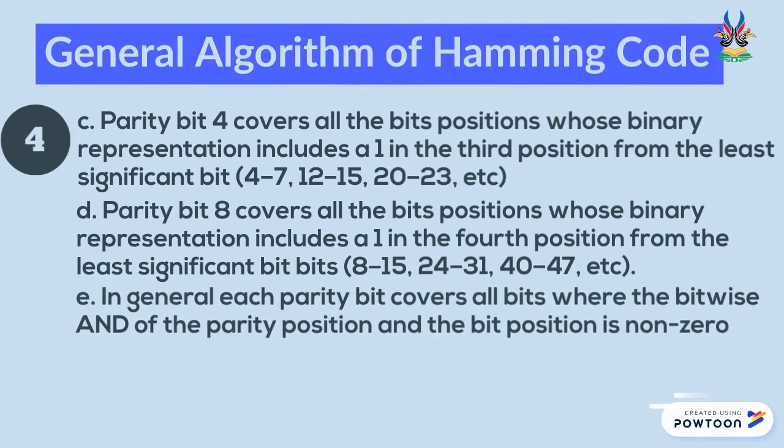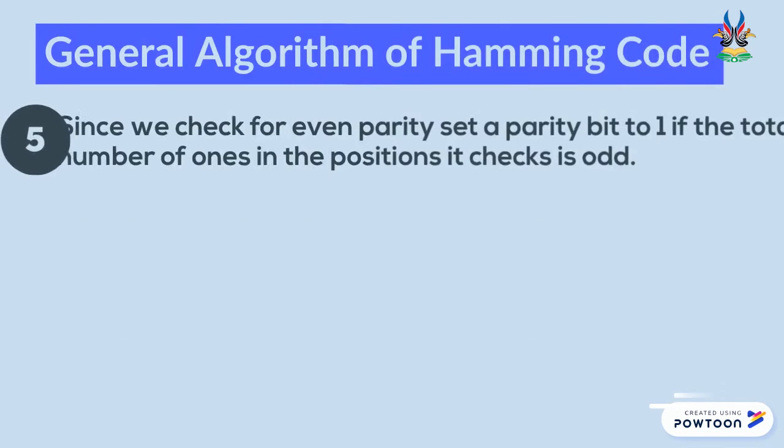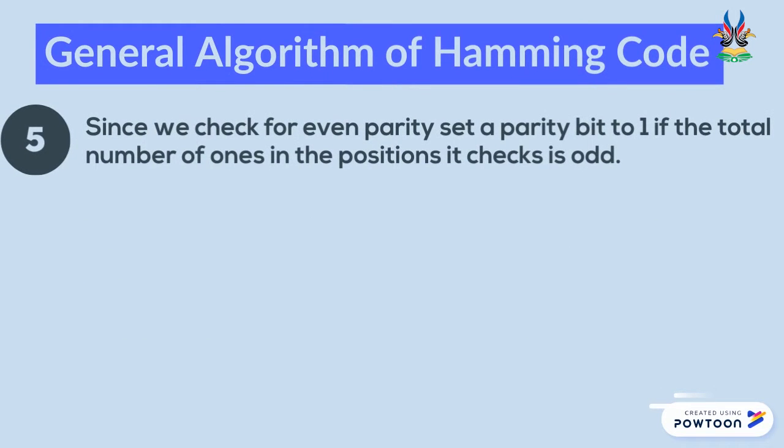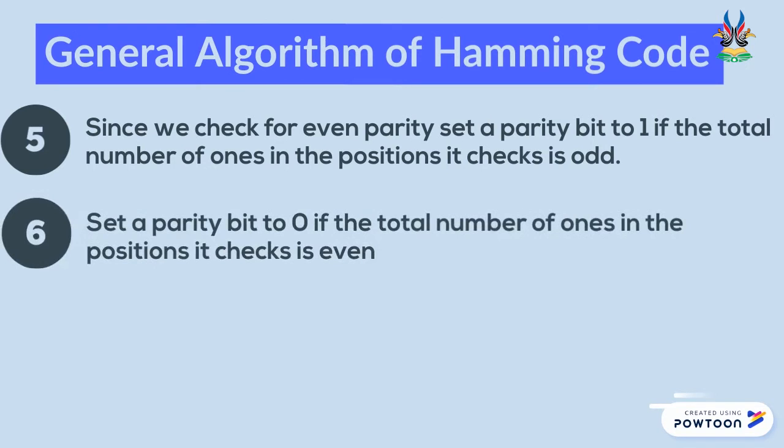E. In general, each parity bit covers all bits where the bitwise AND of the parity position and the bit position is non-zero. Then step 5: since we check for even parity, set a parity bit to 1 if the total number of ones in the positions it checks is odd. Then the last one: set a parity bit to 0 if the total number of ones in the positions it checks is even.